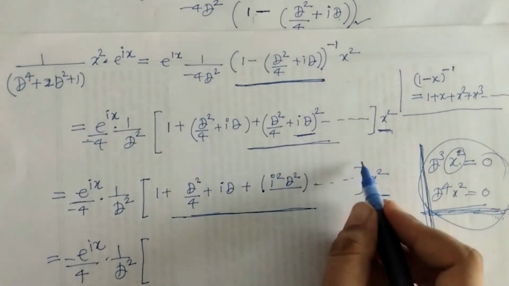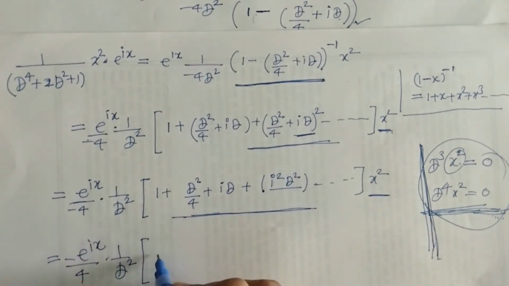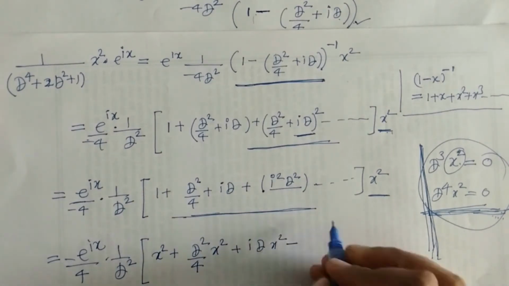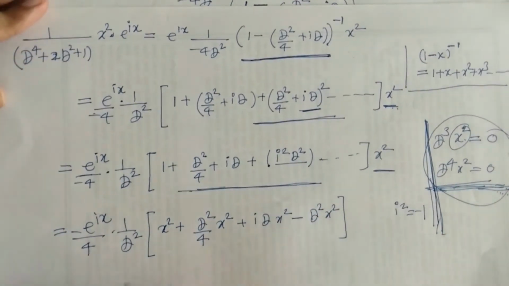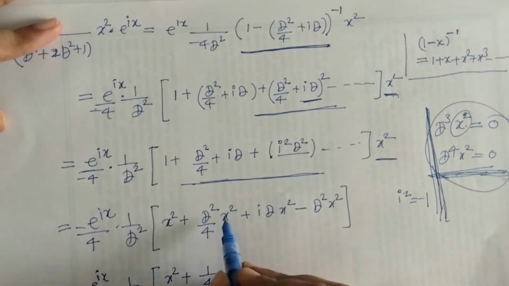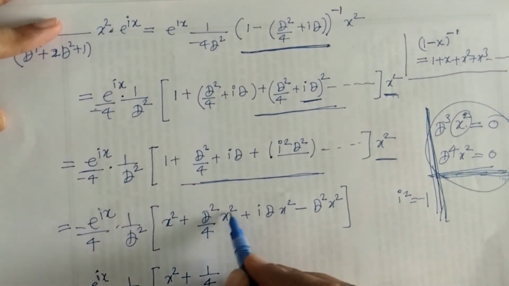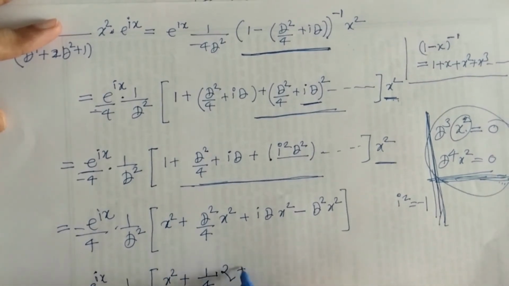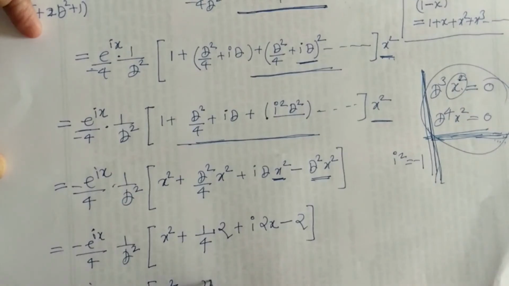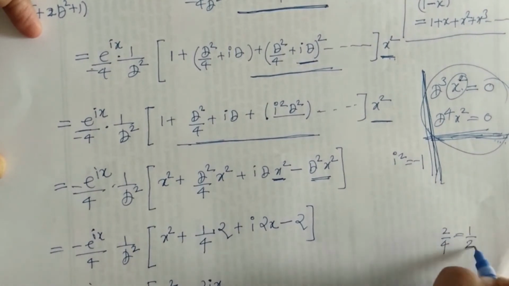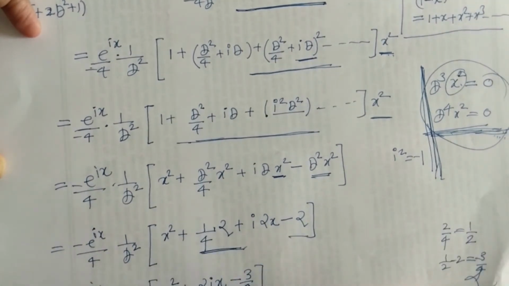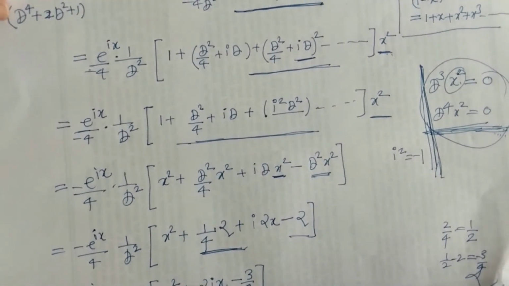So on simplification we get here x square, then we have the double derivative of this x square. So this is 2; the first derivative of this x square is twice x, and again the double derivative is 2. So on simplification, we have this expression.